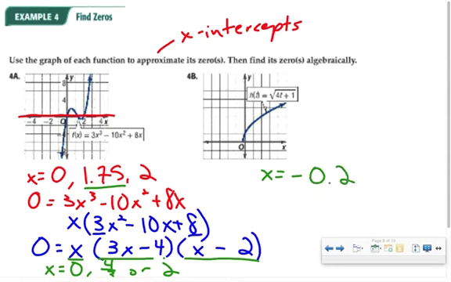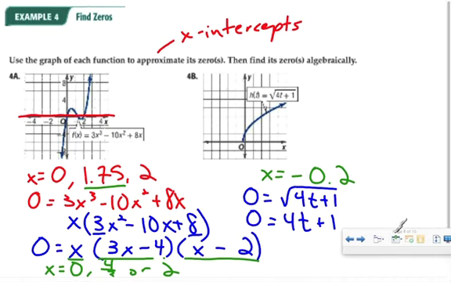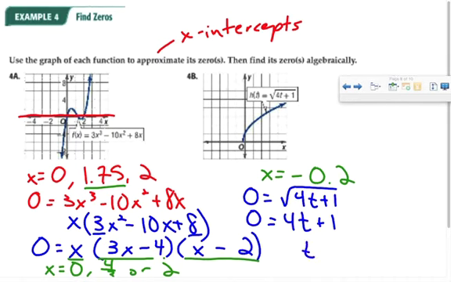So that's my approximation. And now I'm going to solve this algebraically. So that means I'm solving for 0 to equal the square root of 4t plus 1. In order to solve this equation, I need to get rid of that radical. I square both sides and get that 0 is 4t plus 1. I subtract the 1 and divide by 4, and t is, go in the opposite direction.